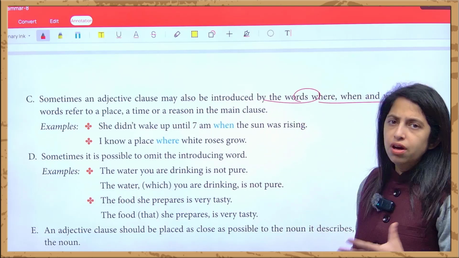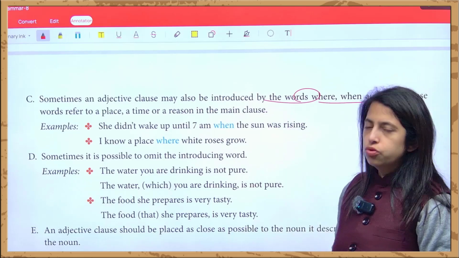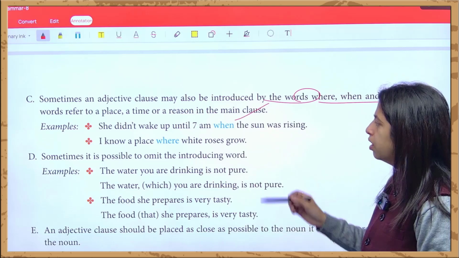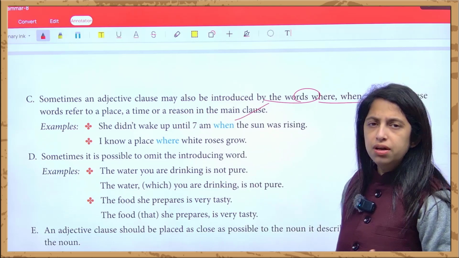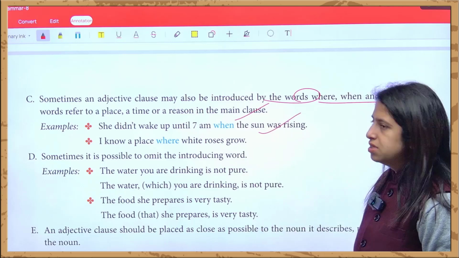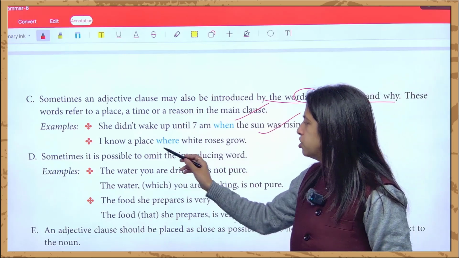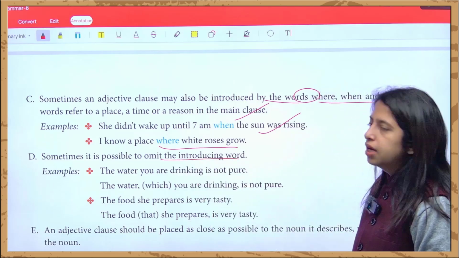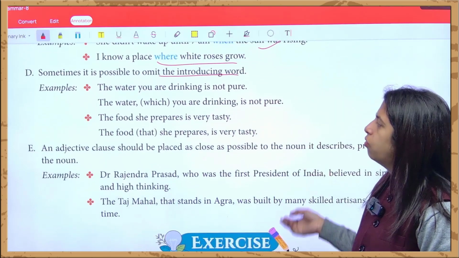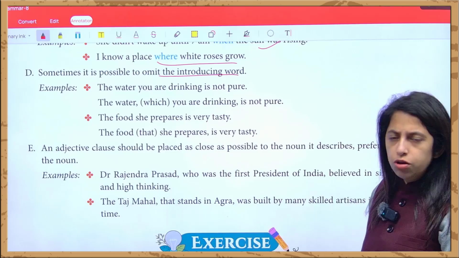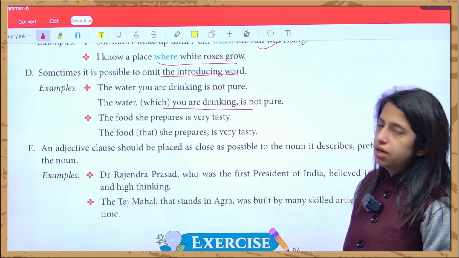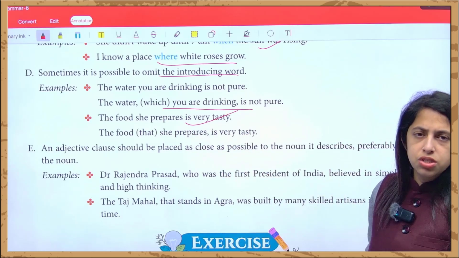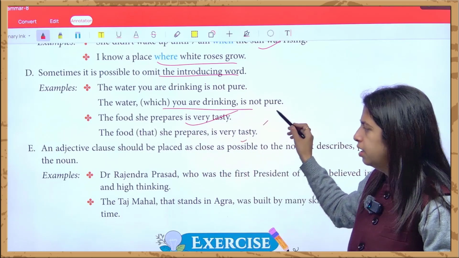Next, sometimes adjective clauses जो होते हैं, they may be introduced by the words where, when and why. ये जो words होते हैं, they refer to place, time and reason in the main clause. Right, she did not wake up until 7 a.m. when the sun was rising, and I know a place जहाँ पे white roses grow करते हैं. Because sometimes it is possible कि आप उन चीजों को हटा दें, जैसे the water that you are drinking is not pure, the water which you are drinking is not pure, right? The food she prepares is very tasty, the food that she prepares is very tasty.